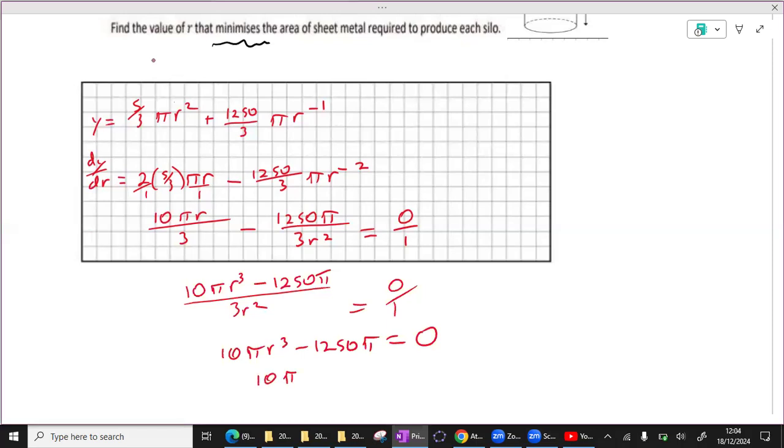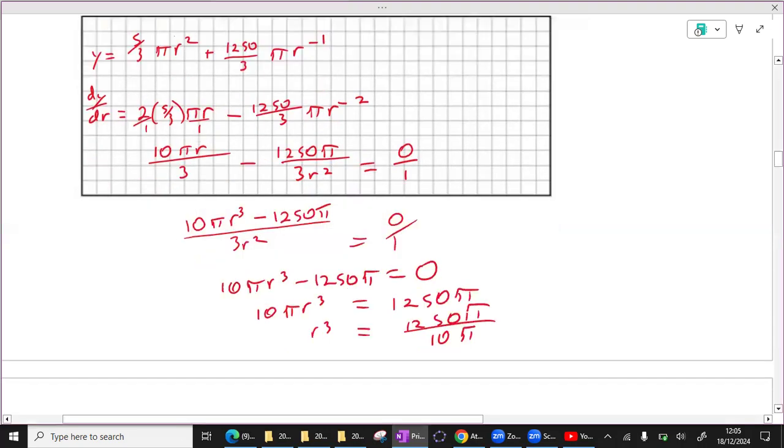So now I'm going to move this over. I'm trying to find the value of r that minimizes this. So it goes over there, r cubed. I'm going to move the 10 pi over and divide. Now, when I do all of that, I end up getting r cubed is equal to 125. So r is 5. So that's basically my answer done, but I need to make sure that it is a minimum.